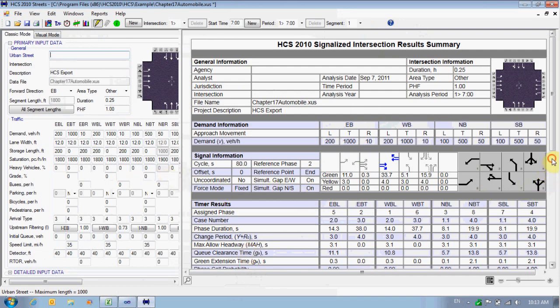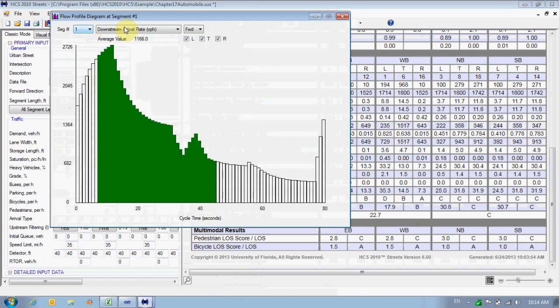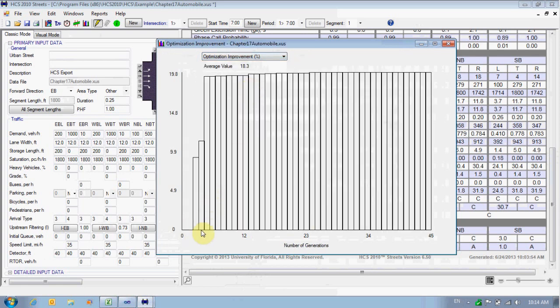Now, if you were to look at these delay results, presumably at each intersection, you'd have delays that were lower than they were originally. Another feature of genetic algorithm optimization is that you can plot the percentage improvement over time. If you choose optimization improvement percentage for flow profiles, you can see that in these 45 generations, most of the improvement occurred in the first 5 or 6 generations, and after that there was only a few percentage points of improvement. So it's possible that this is the global optimum solution, but to be really confident about that, it might help to run another 20 or 30 generations just to make sure.